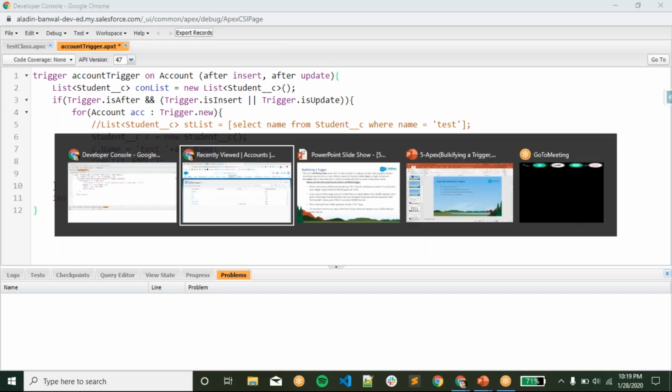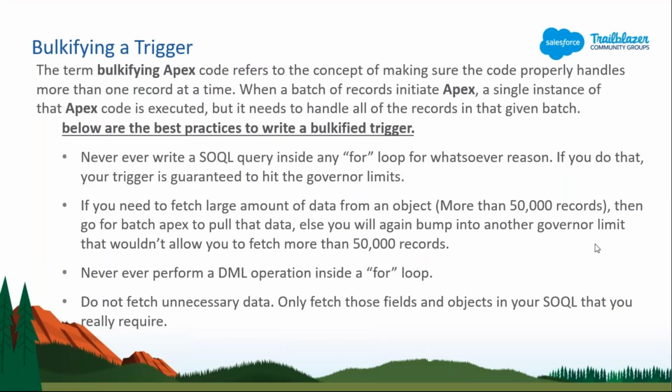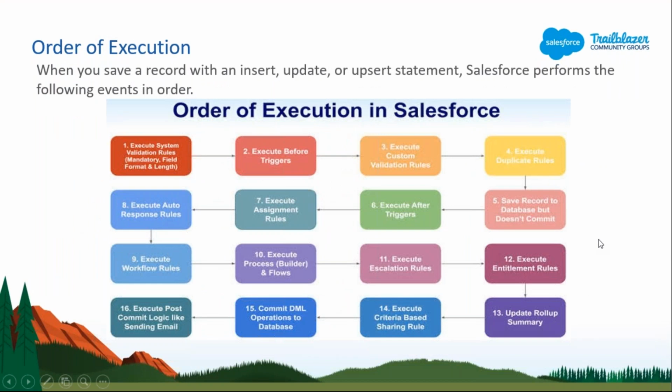So this is the bulkification of trigger, and that is also why we have governor limits. Our next topic will come on to that part, and our next topic is order of execution. Does anyone have any question on the bulkification of trigger, why we should do it and how we should do it?